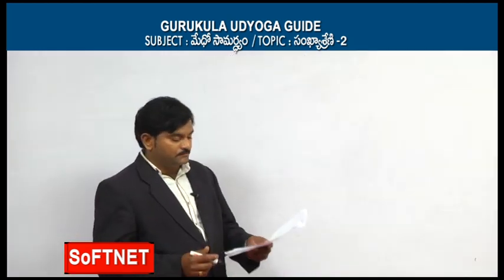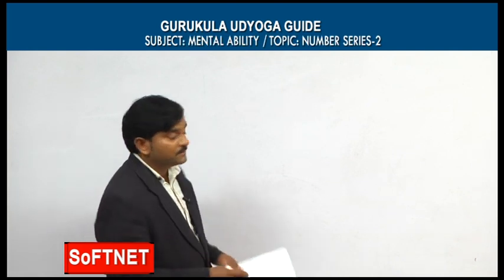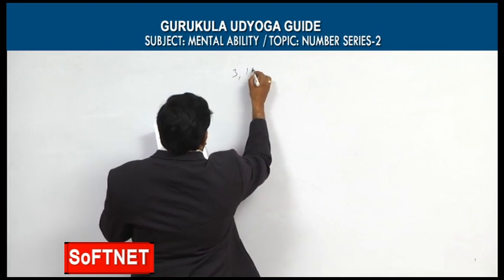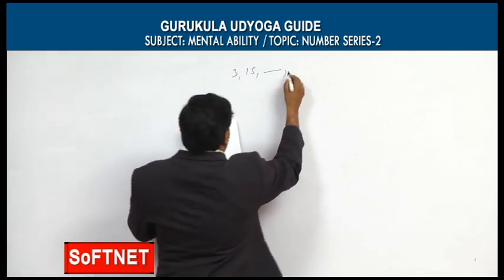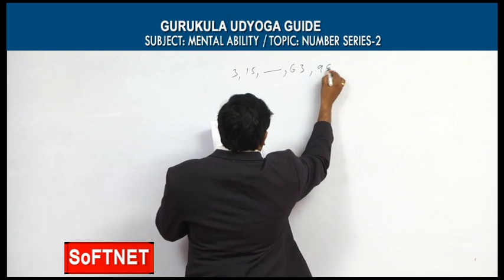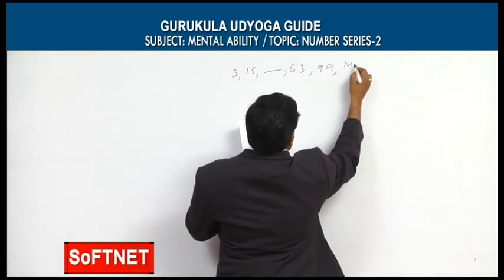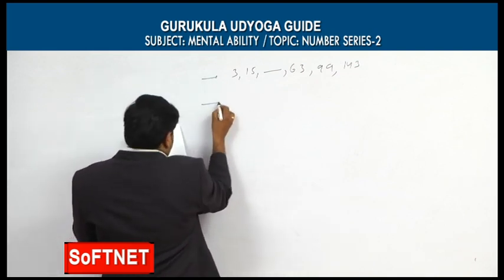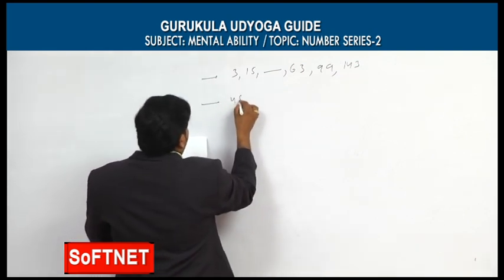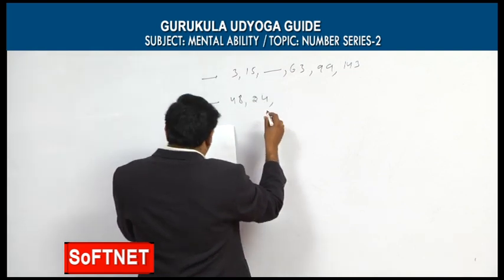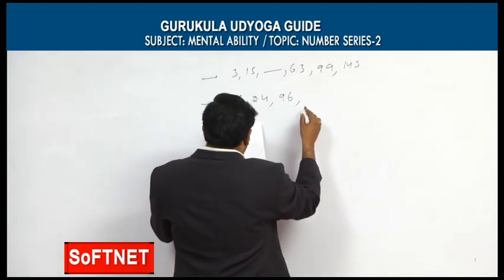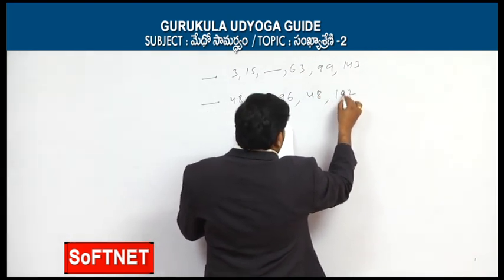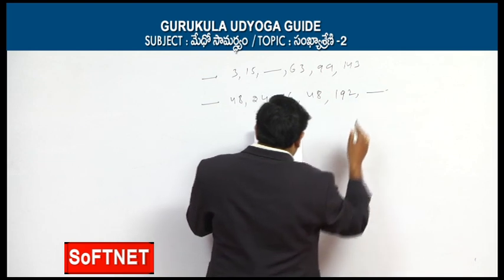Okay, so now we can take some other problems for number series. Okay, next problem is 3 comma 15 comma dash comma 63 comma 99 comma 143. Okay, these are the numbers. Next question, observe here: 48 comma 24 comma 96 comma 48 comma 192 comma dash.